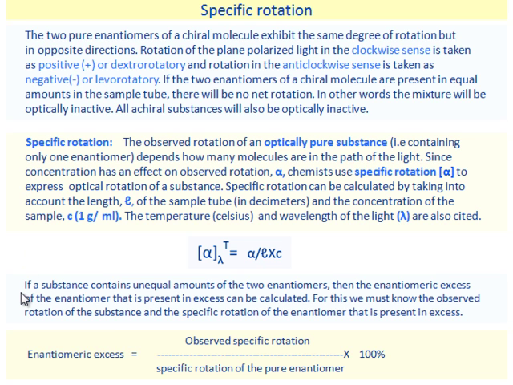If a substance contains unequal amounts of two enantiomers, then the enantiomeric excess of the enantiomer that is present in excess can be calculated. For this, we must know the observed rotation of the substance and the specific rotation of the enantiomer that is present in excess. Enantiomeric excess is equal to observed specific rotation divided by the specific rotation of the pure enantiomer multiplied by 100%.